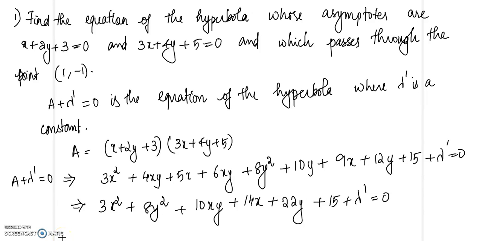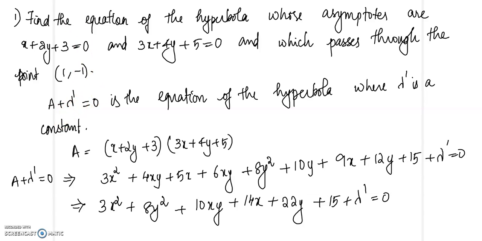Hello, so in today's class we will look at a few problems on finding the asymptotes, then the equation of hyperbola and equation of conjugate hyperbola. So the first problem is to find the equation of the hyperbola whose asymptotes are x plus 2y plus 3 equal to 0 and 3x plus 4y plus 5 equal to 0, and which passes through the point 1, minus 1.